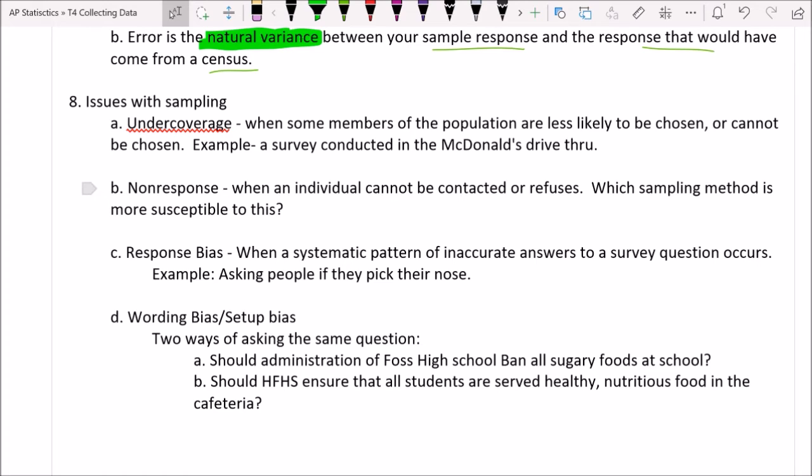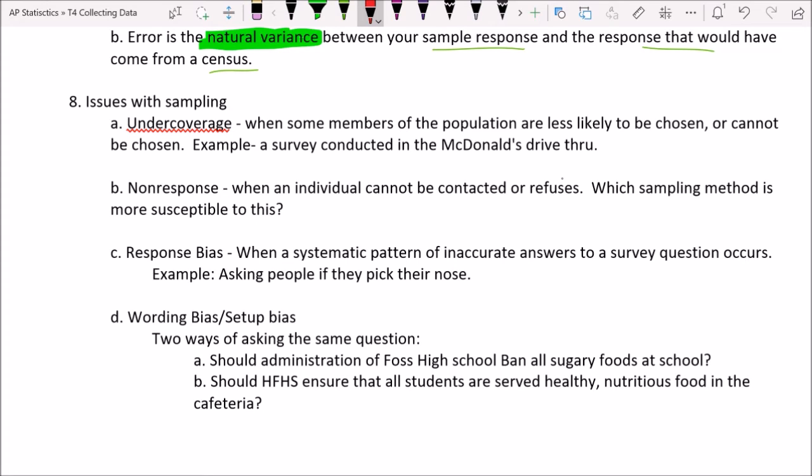Okay, first issue is undercoverage. It's when some members of a population are less likely to be chosen or cannot be chosen or cannot participate. So the example we have here is if you conduct a survey at the McDonald's drive-thru, but that survey is not related to McDonald's. So if you asked people at the McDonald's drive-thru what their favorite sports team is, maybe, that's not gonna be representative of the human population because not everybody eats at McDonald's.